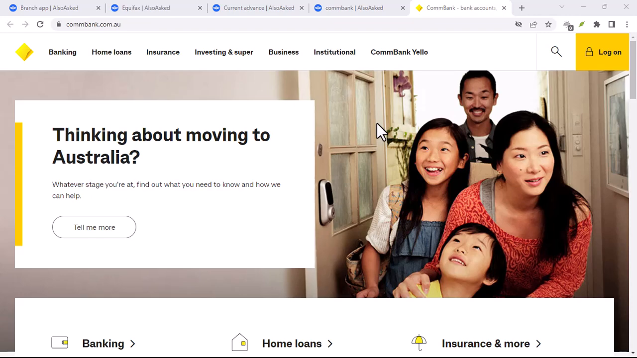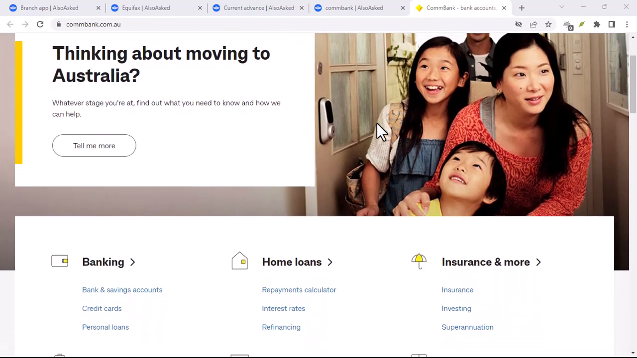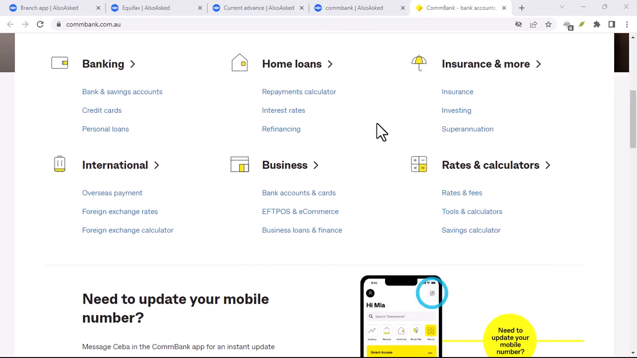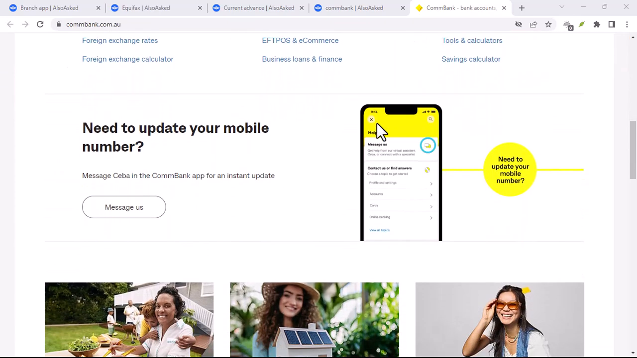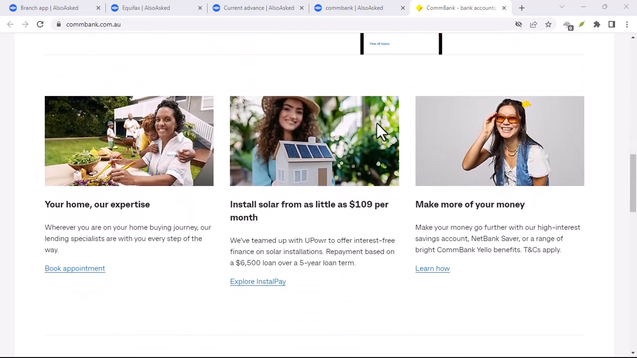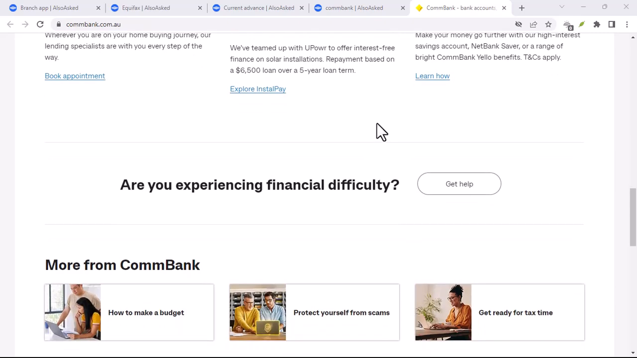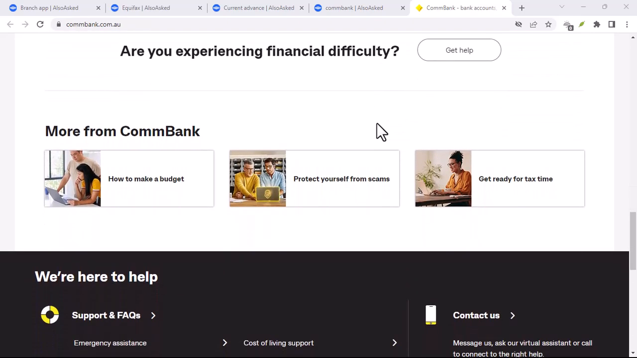Ever wondered, is Commonwealth Bank a private bank? Have you ever inherited a dusty old checkbook with the iconic green and gold logo? Maybe you're a new Aussie considering your banking options. Perhaps you stumbled upon the term private bank and wondered if Commonwealth Bank falls under that umbrella.